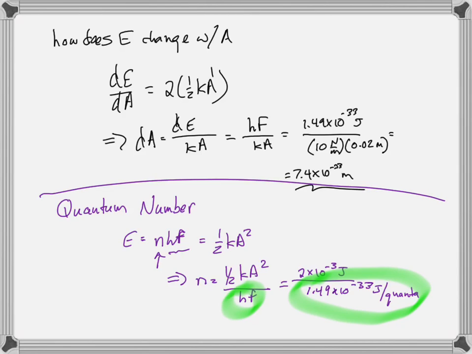So what this is going to give us is n equals some number of quanta of energy. We can go ahead and plug in. So we get n, the quantum number, is 1.3 times 10 to the 30th. Or there are 1.3 times 10 to the 30th quanta of energy, quantum packets of energy, in this oscillator. That's a lot of energy, a lot of quanta. That's a large quantum number.